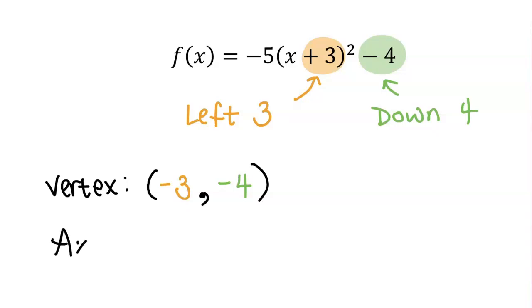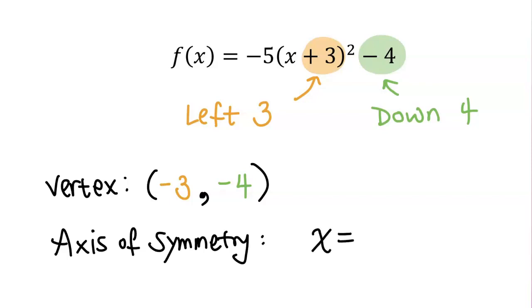Now the axis of symmetry of a quadratic function always goes through the vertex, always goes through the x-coordinate of the vertex. So that will be x = -3. So we found the vertex and the axis of symmetry.